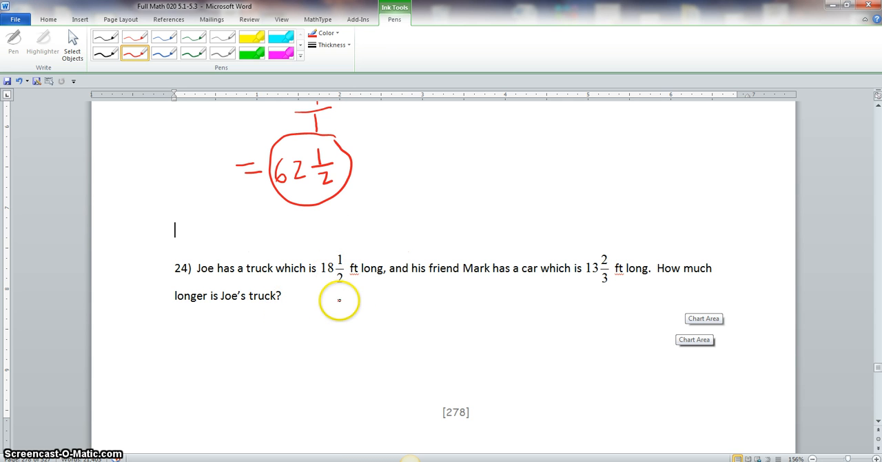So what we would do is we would do a subtraction problem. It would be 18 and 1/2. We could add the feet later in the problem. Minus 13 2/3.